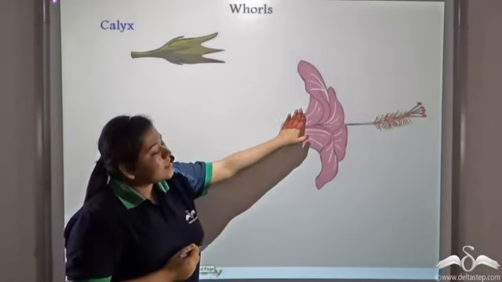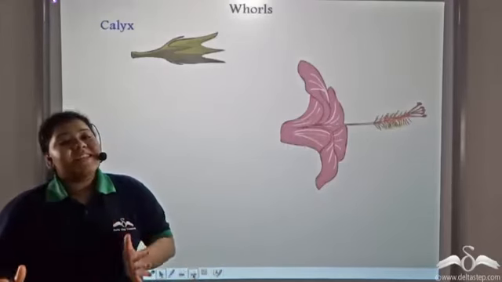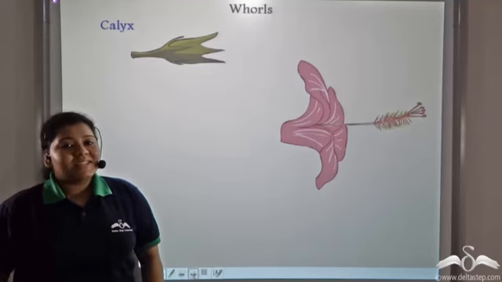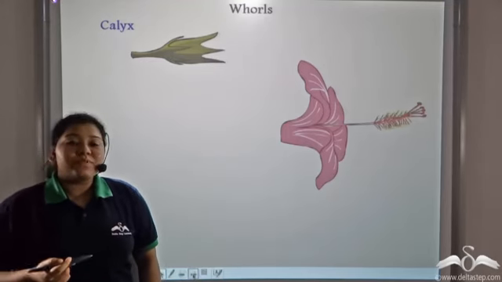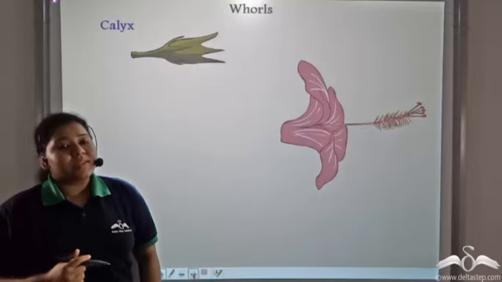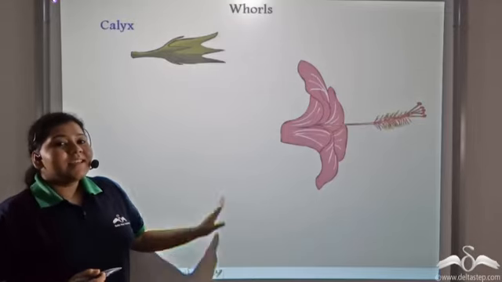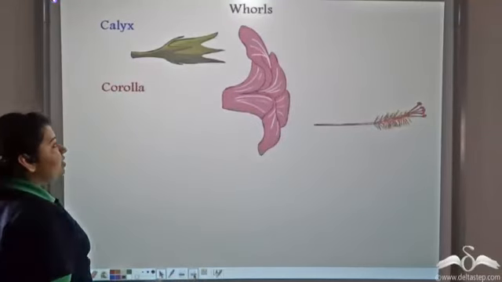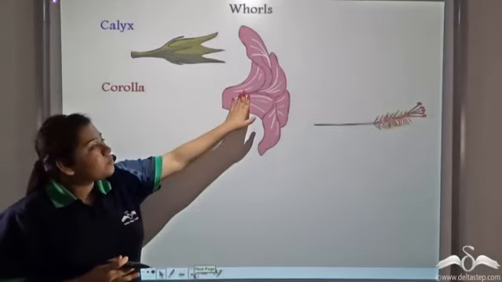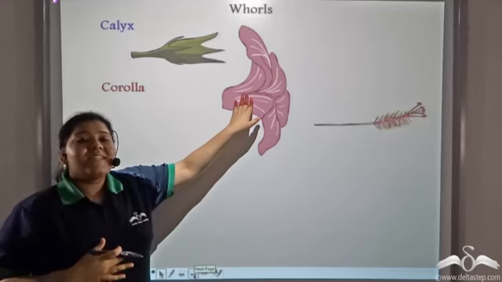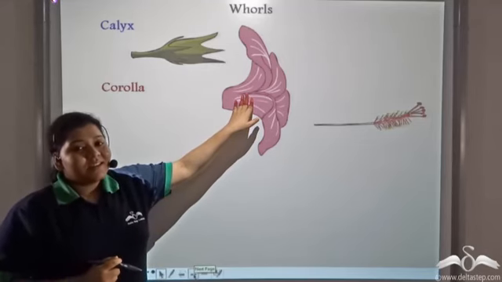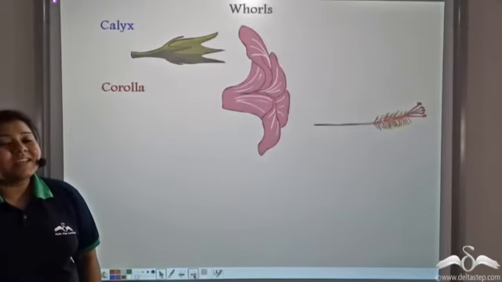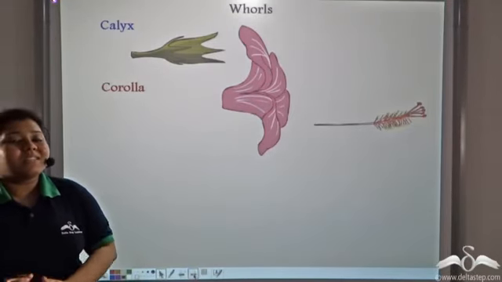Now, next, see, the palace was adding grandeur to the entire kingdom. Not only that, it was also providing protection to the king and the queen. So similarly, the next whorl of the flower is known as the corolla, and this corolla is bright and beautiful and adds beauty to a plant. Not only that, the corolla also provides protection to the male and the female part of the plant.